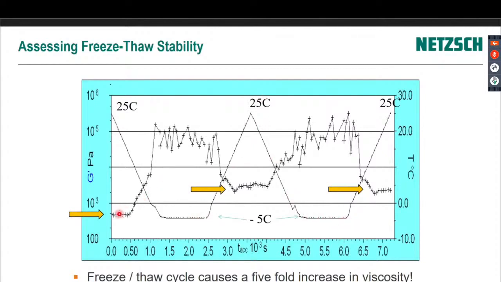And you can see here the viscosity initially is about 500 pascals. And then when you froze it, right, it becomes really hard. And then you melt it. And this is what we're interested in. How soft does it get, or how thick does it get? So it's gone from 500 up to about 3,000 pascals, and now it's kind of done.